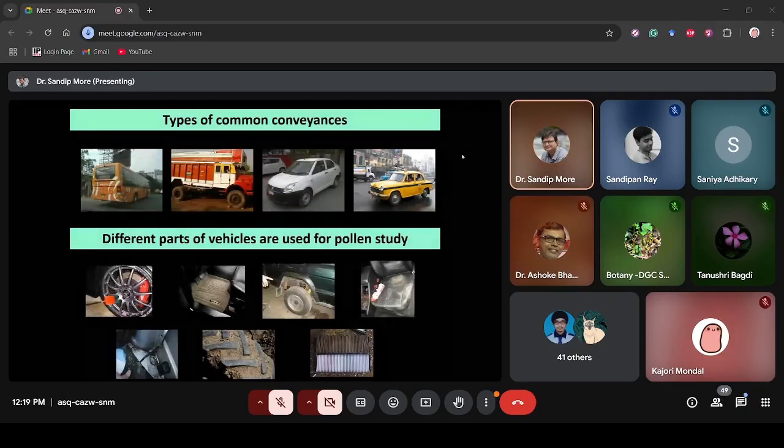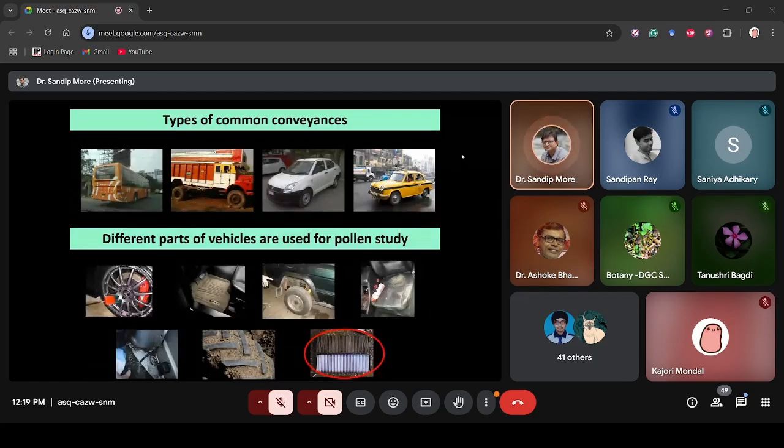Like, you know that every day we travel using different types of vehicles. It may be private cars, buses, taxis, trains. I'm not going to mention trains, but taxis, buses, private cars, autos, whatever it is, we take vehicles to reach our office, our destination, our home. And all the parts of the vehicle trap some soil, and that soil possesses pollen grains.